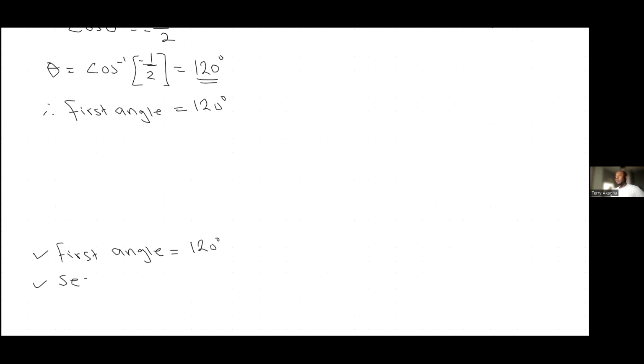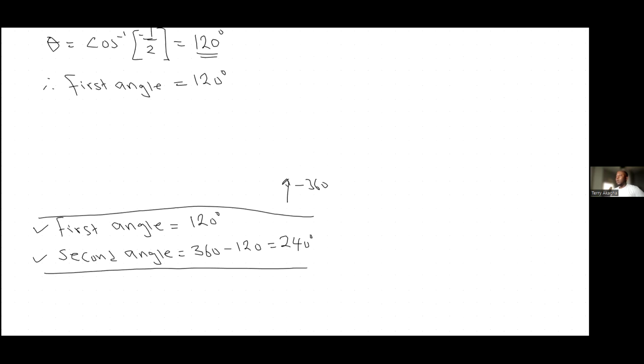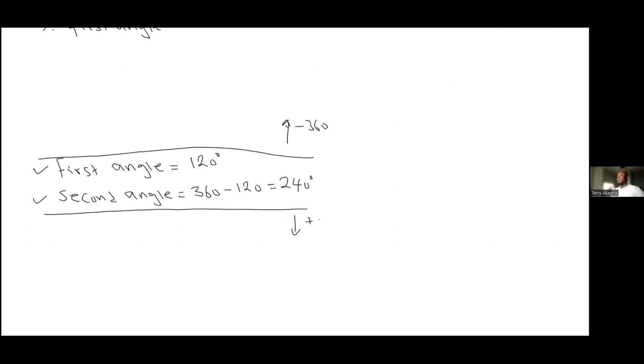Now, the second angle, the same principle. For cosine, the second angle is 360 minus the first angle, right? That will give you 360 minus 120, and that will give us what? 240 degrees. So we've gotten the first and the second. Like I told you, when you're going up, you subtract 360, and when you're coming down, you add 360 degrees.